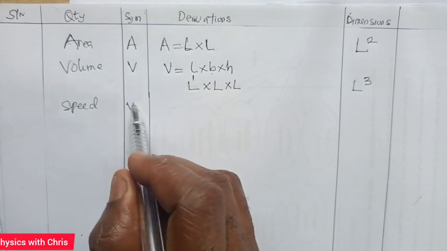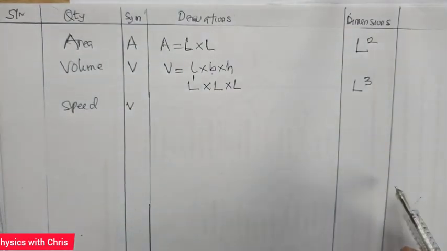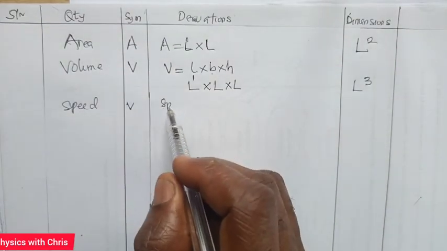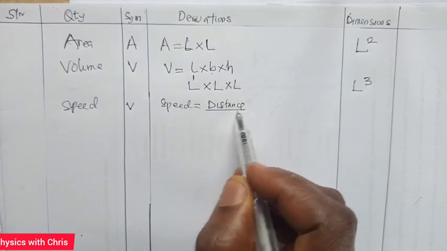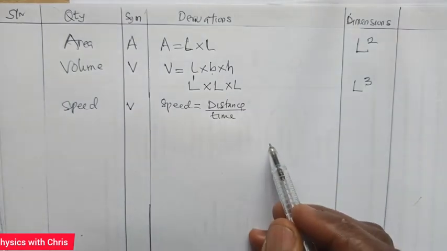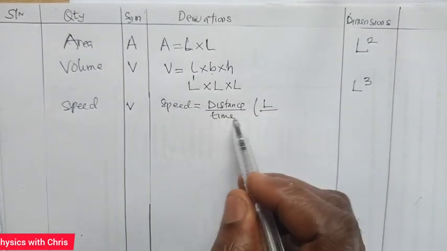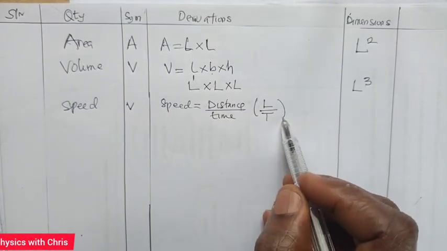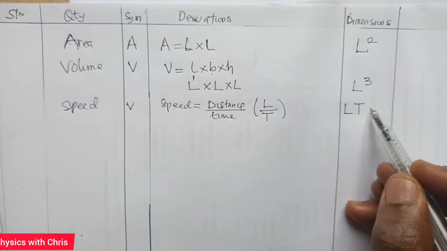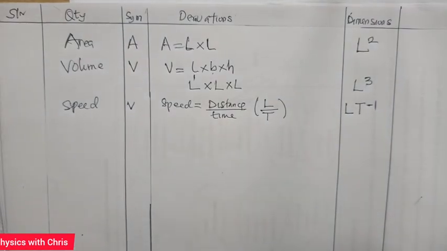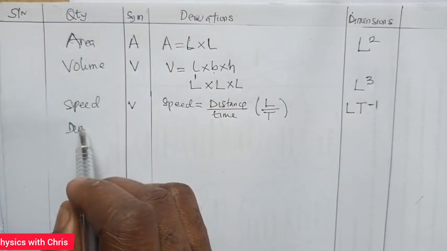Now let's look at the dimension of speed. The symbol of speed is v. You can use a lowercase letter there. Speed is defined as the distance a body covers over the time taken to cover the distance. The dimension of distance is L and that of time is T. So you can write it as L over T, or LT raised to power minus 1, following the rule of indices.